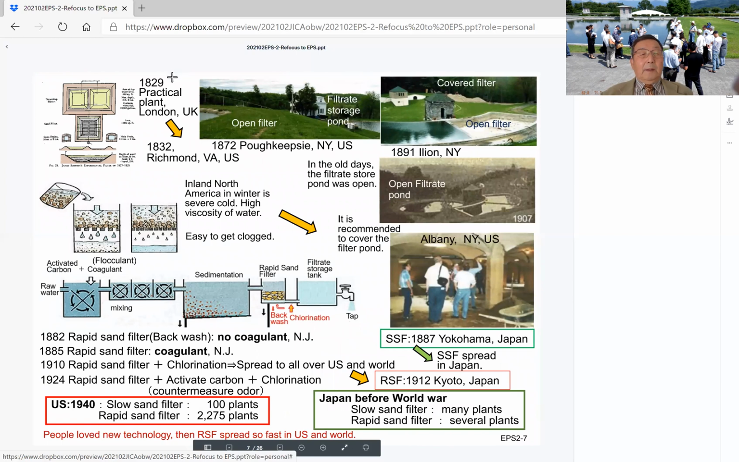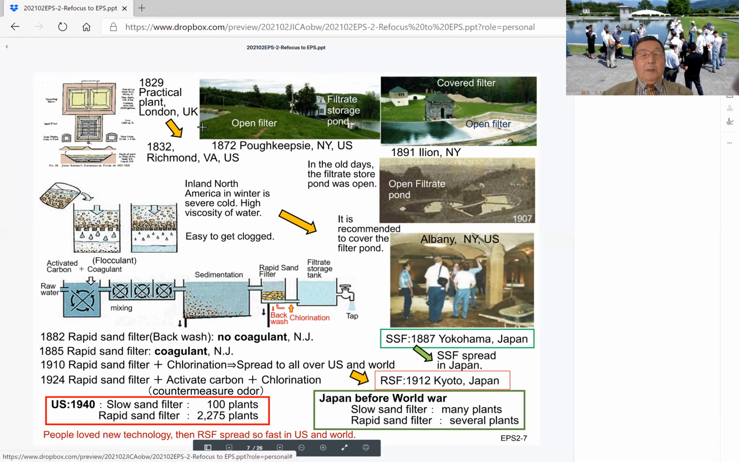And in 1829, a practical plant was completed in London, UK, and this technique was introduced to the United States in 1832, the first one in Richmond. So of the present practical slow sand filters, the oldest one in New York is Poughkeepsie.